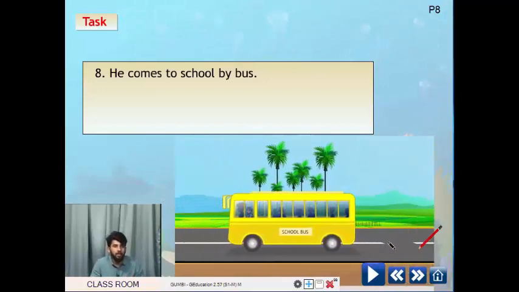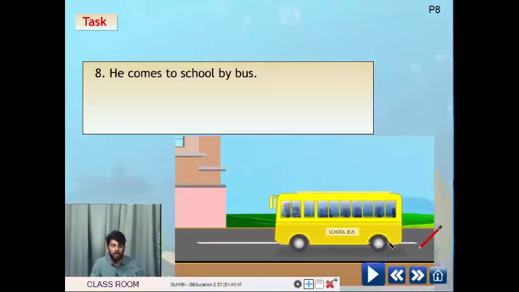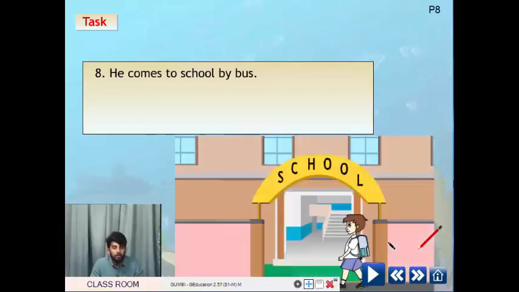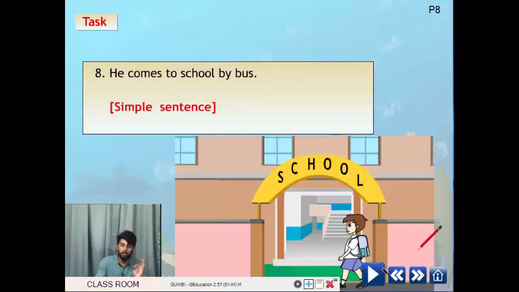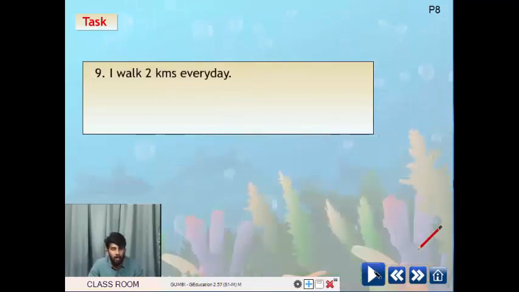Yes. You can see on your screen, the school bus has arrived and is moving, and the student has arrived at the school now. So he comes to school by bus and there are no connectors you find. So this is a simple sentence.